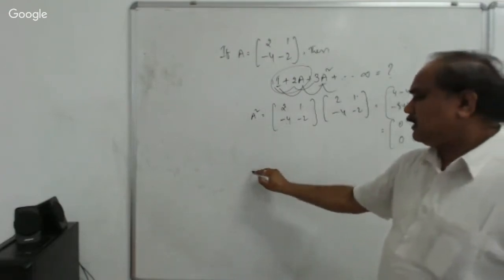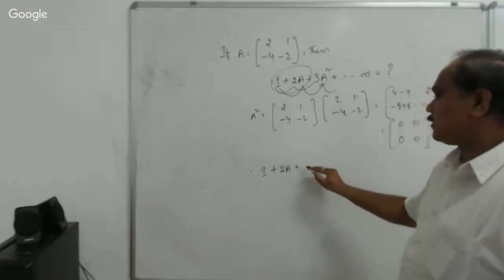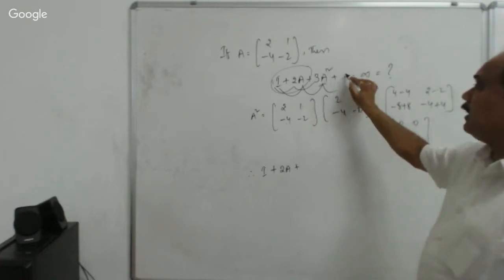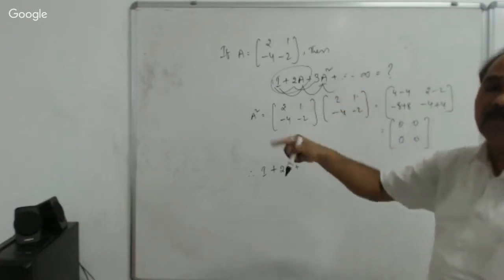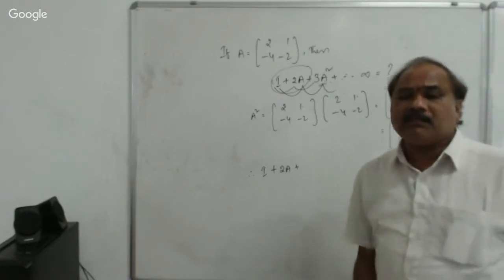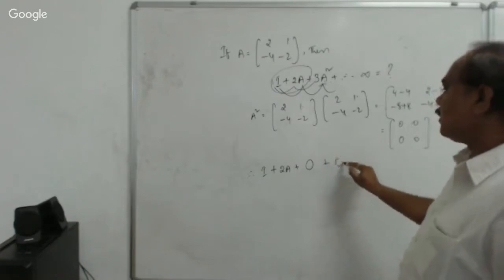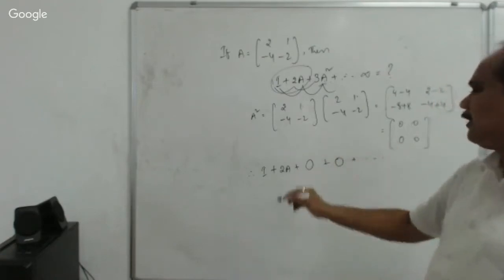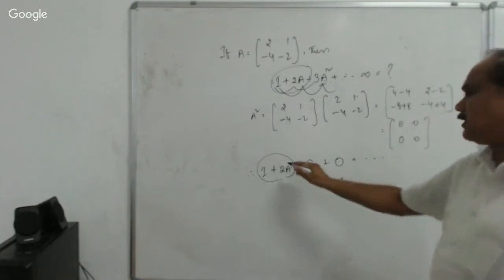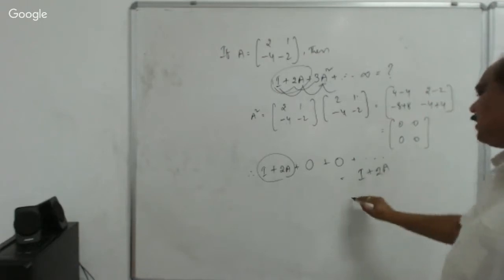Now the given expression becomes I plus 2A plus, A square is a null matrix here. We have the A cube term. A cube means A square into something. A square is a null matrix, and a null matrix into any matrix becomes a null matrix only. Yes, here all are null matrices except this result. That's why the expression is equal to I plus 2A.